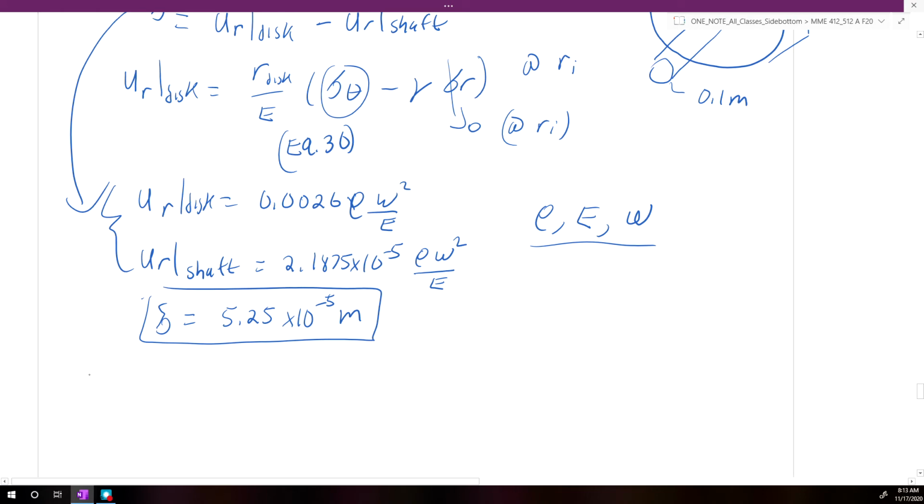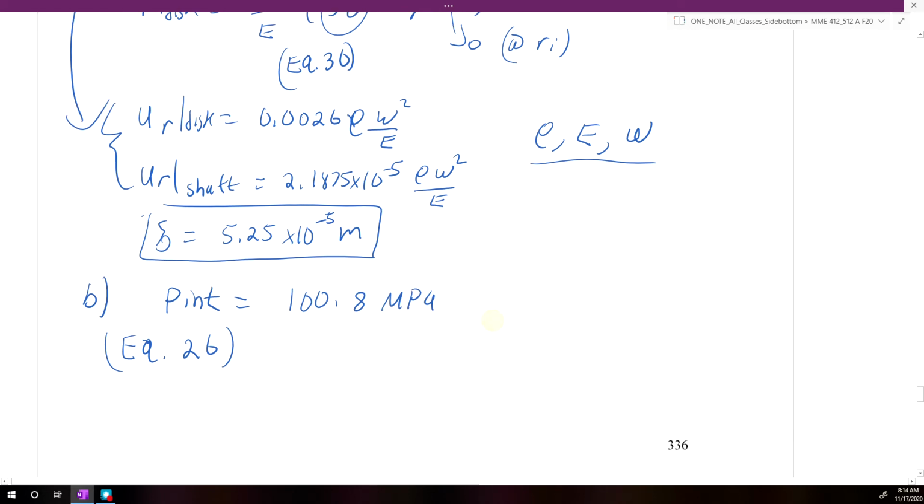For part B, it asks us to find what is the maximum stress when the system is not rotating. We can use equation 26 to find our interference pressure. If we plug in all the values that we have, what we end up getting for our interference pressure is 100.8 megapascals.